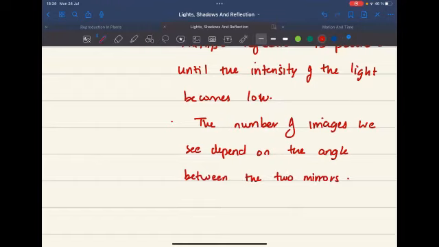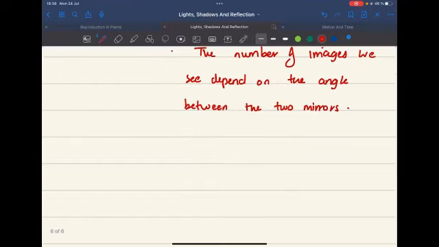We can see that as the angle between the mirrors decreases, the number of images increases. This is always the phenomenon. And when does the angle become zero? When the mirrors are parallel to each other, that is when the angle is zero. So the number of images will become infinite.